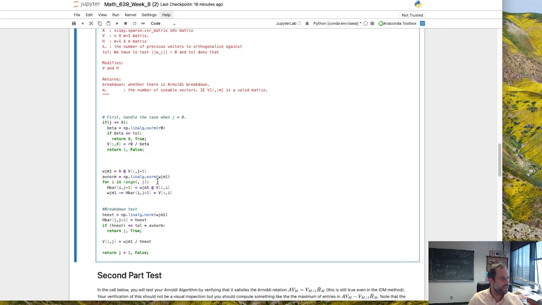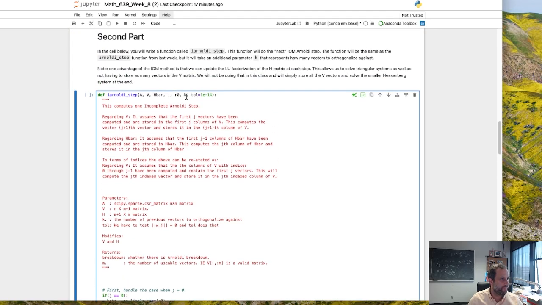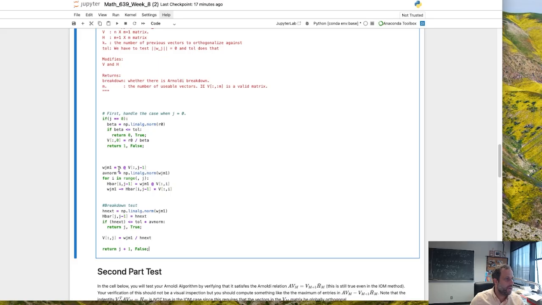But notice the only difference is it's taking in a parameter k, and where does that come into play? Well, it's going to come into play right over here. Ordinarily it just said range of j. But we want it to go from j minus k to j. Now, it's not j minus k plus 1 because it's not going to go up to j. It's going to go up to, but not actually get at, j.